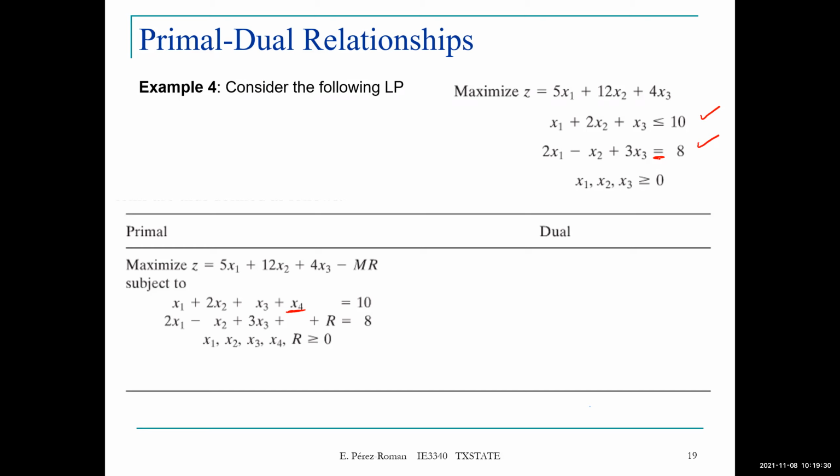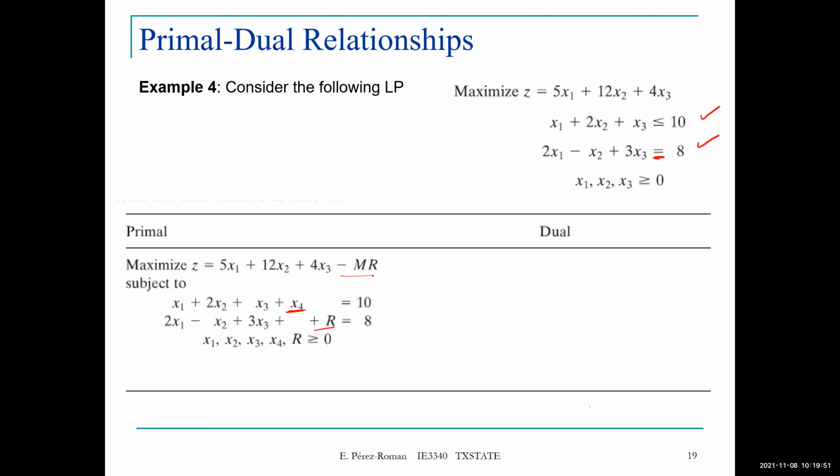So I'm adding an artificial variable to that second constraint, and I am subtracting that artificial variable in the objective function, right? I'm penalizing the objective function with this artificial variable. So this is my primal in equation form.